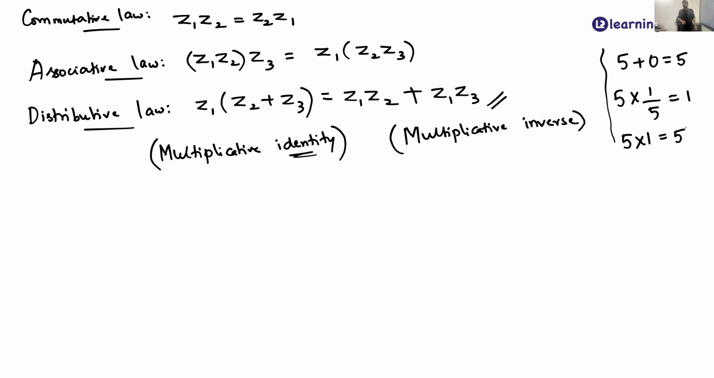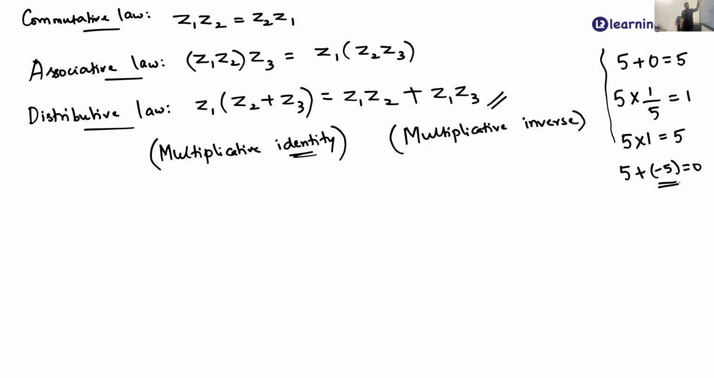Similarly, what is additive inverse? If I take a 5 and add a number to it, it should generate a 0. So 5 plus minus 5 is equal to 0. Minus 5 is called the additive inverse. I hope you're able to understand this.